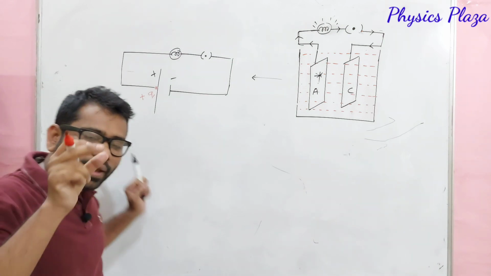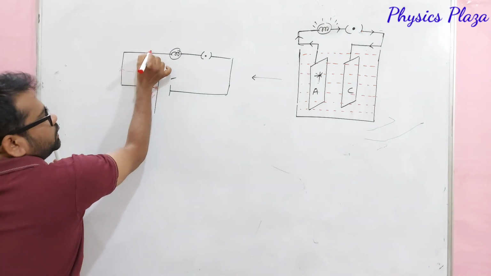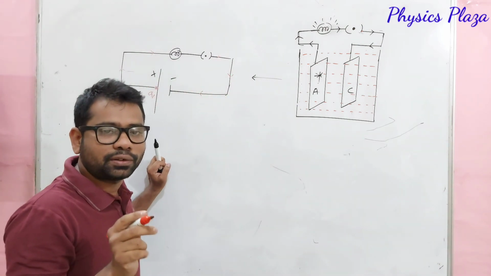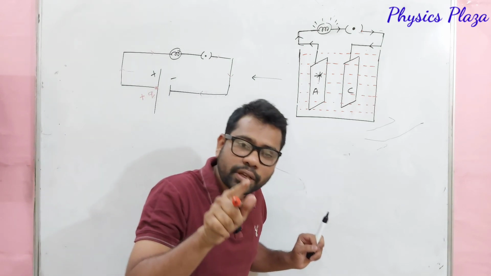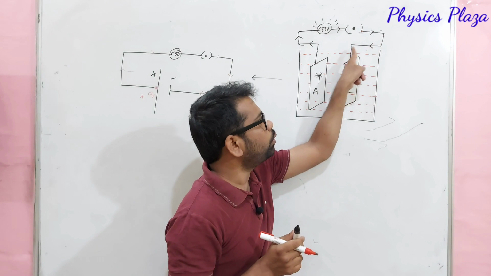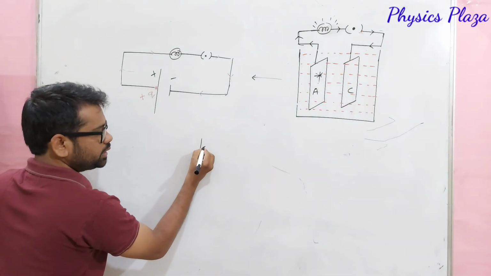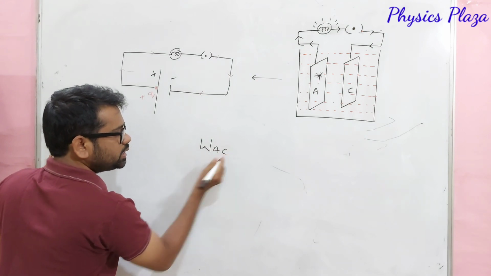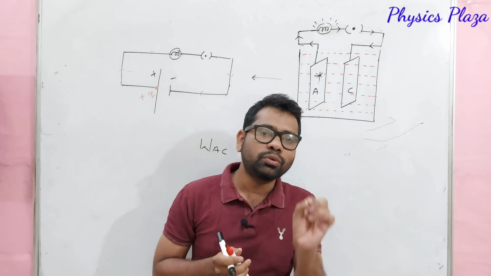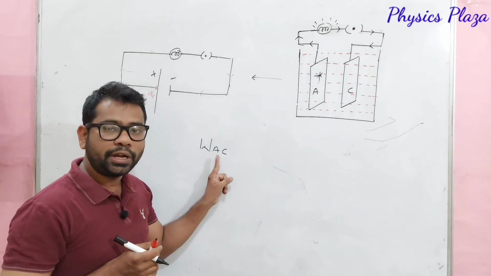In order to make this charge move in the external circuit, some work has to be done, right? Strictly, in an external circuit only we are talking. To move this charge from A to C only. Let us say that work done is WAC. What does it represent? It represents the work done to move that positive charge from A to C.